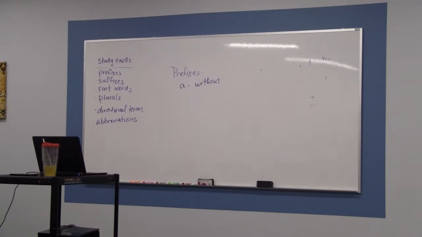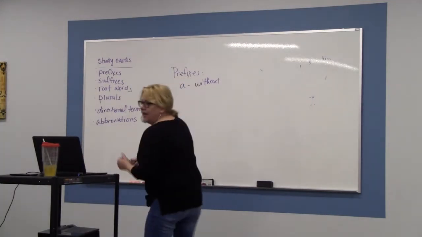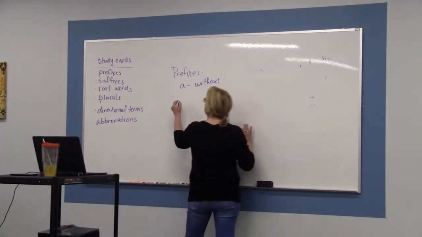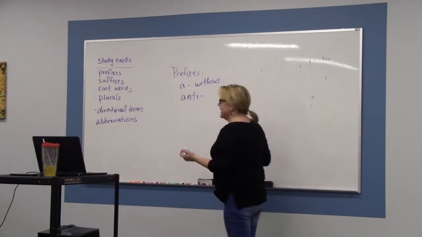Okay? Aphasia. Aphasia means speech. Ia, condition of, a is without, so I've got a condition where I can't talk. Aphasia. Okay? All right? We know what this means. What does anti mean? Against? Yeah, it's against, right?